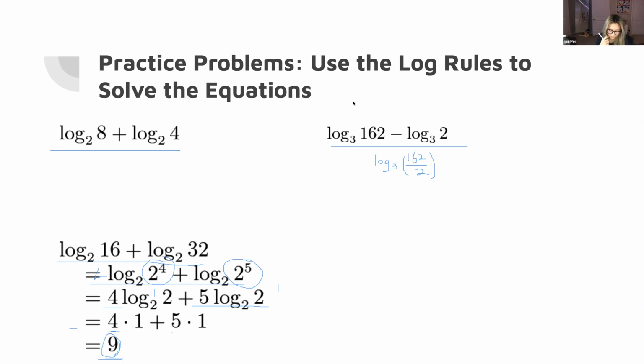So here, first one, we have log base 2 of 8 plus log base 2 of 4. It would be nice if you could recognize these as answers right away, but it's most likely that you don't. So here, we have to change the argument, right? Because this is the argument. So what we'll get is log base 2 of 2^3 plus log base 2 of 2^2.